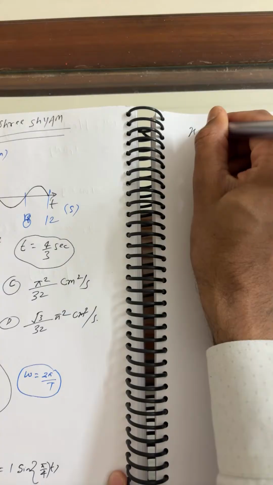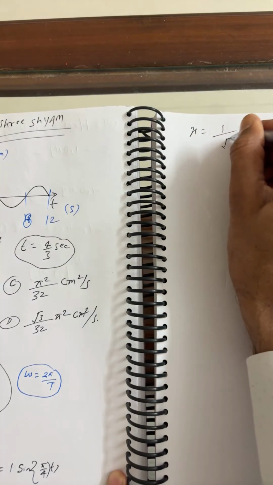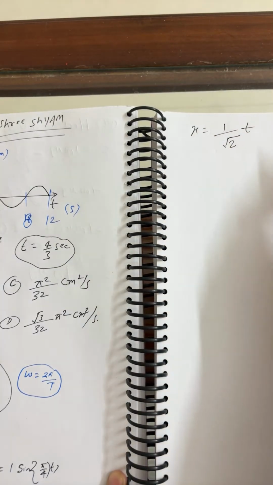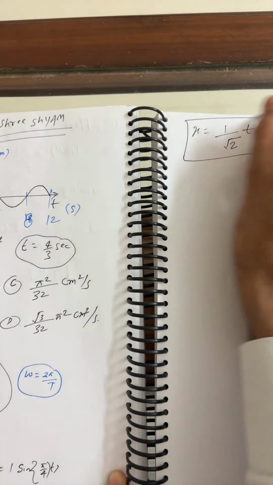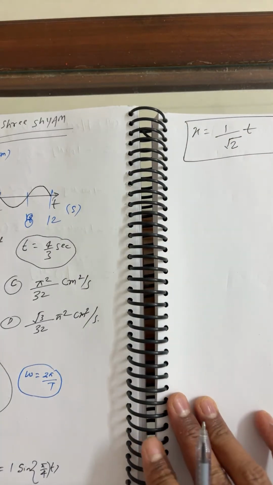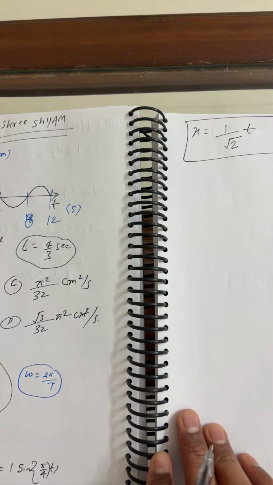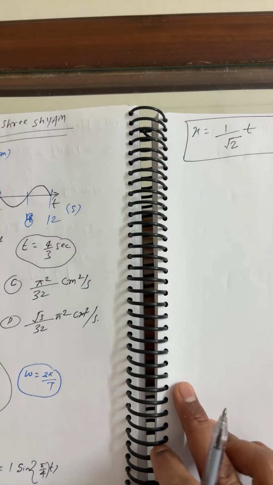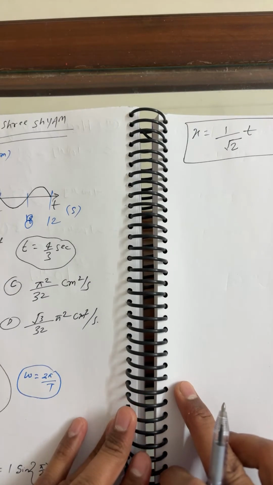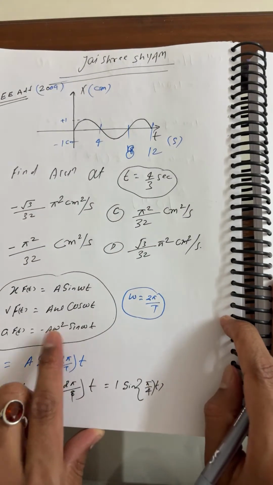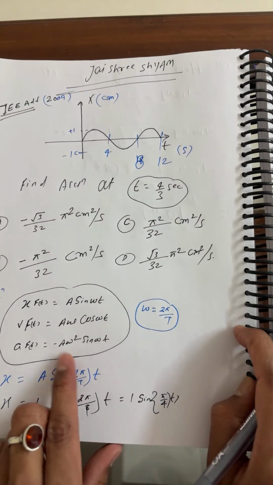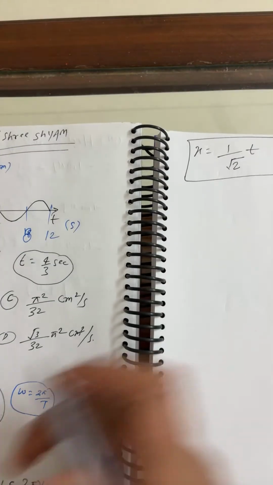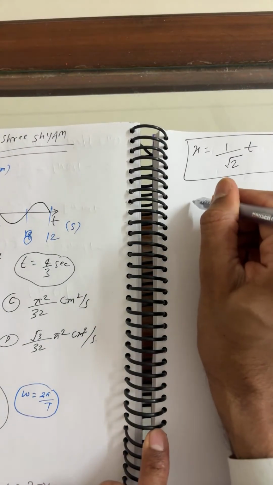Displacement you can write as 1 by root 2 times t. Right, displacement we got. Now students, for this condition, just differentiate everything. So finally, you will go through here. You can use this result directly also. For acceleration, you can use this directly. So now I'm going to use this result as usual.